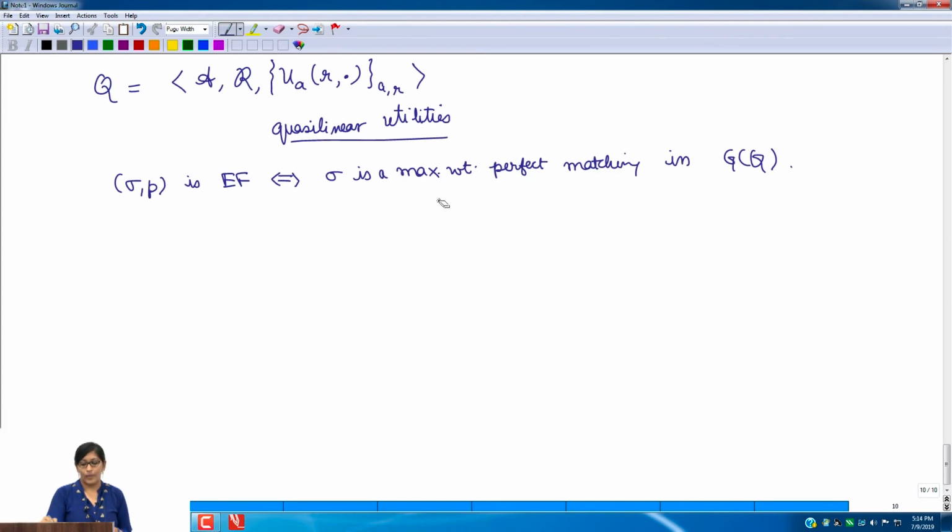Since maximum weight perfect matching can be solved in polytime via linear programs, and the dual of that linear program has linear constraints, you can again solve it, and you can show that the dual gives you the price vector. Hence in this model of rent division instance, computing envy-free rent divisions is efficient. You can in polytime compute an envy-free solution under the model of quasi-linear utilities.